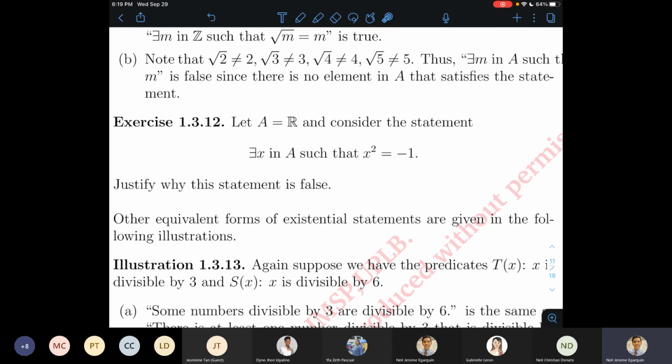Pero kung nakita nyo, mabigat yung proof ng falsity ng existential. Kasi marami kang candidates. Kasi existence lang. So at least may isa dun sa infinitely many candidates na mag-satisfy ng statement, the statement will be true. Pero dahil na-argue nga ni Dino na imposible, so ibig sabihin ay false na yung existential statement.